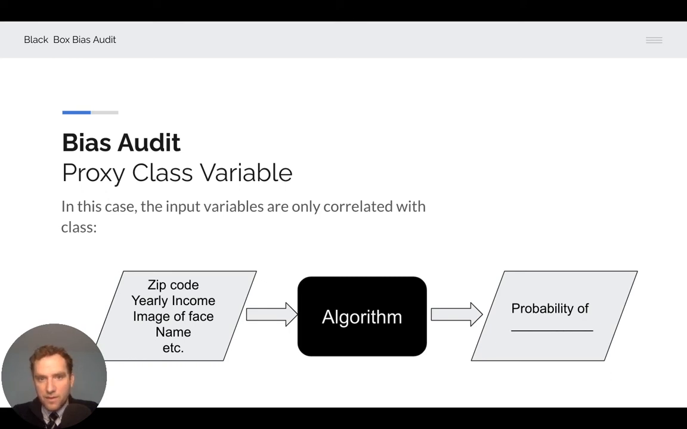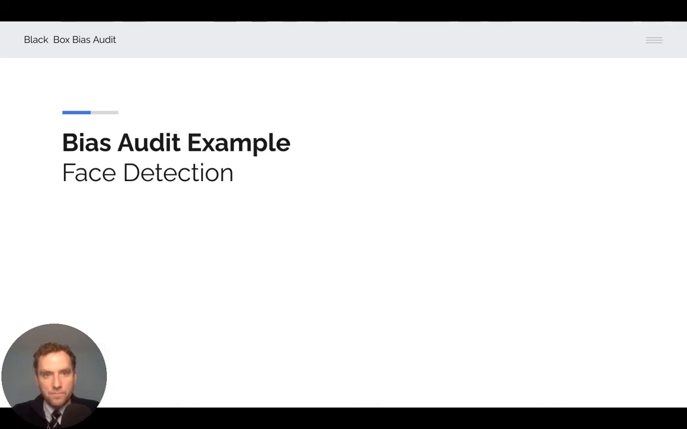And then those can get fit into an algorithm, and even though they're not explicit class variables, they don't label you per se as belonging to a particular group. They might correlate with that group, and so these are places where bias also can creep in. And then the output could be the probability of whatever the algorithm's trying to detect.